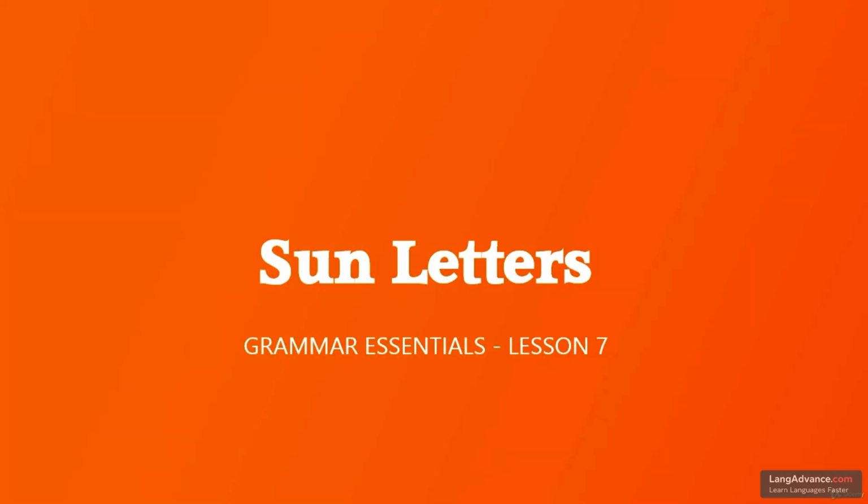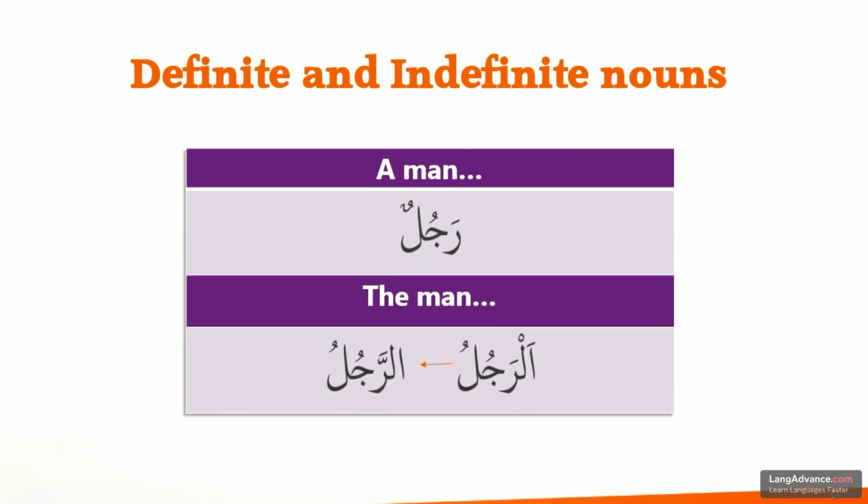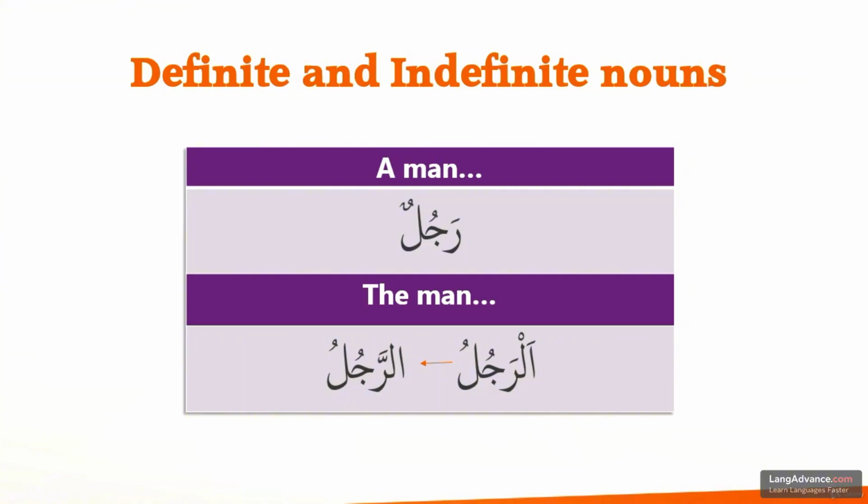Sun letters, lesson 7. This is a follow-up lesson from the definite and indefinite nouns. So look at this example. A man means رجل. The man means الرجل. So we have to add al here, and the un becomes u.